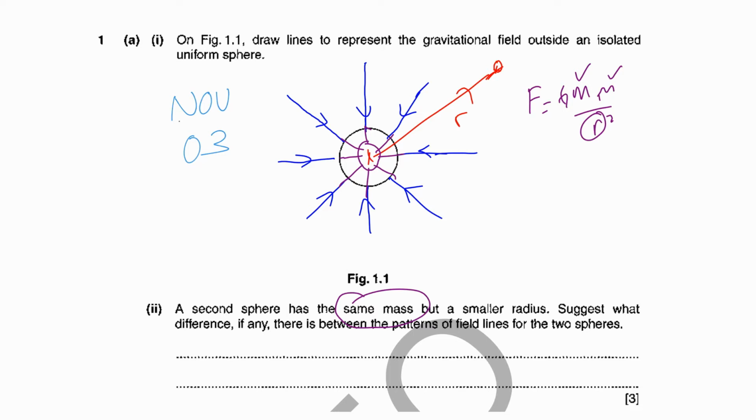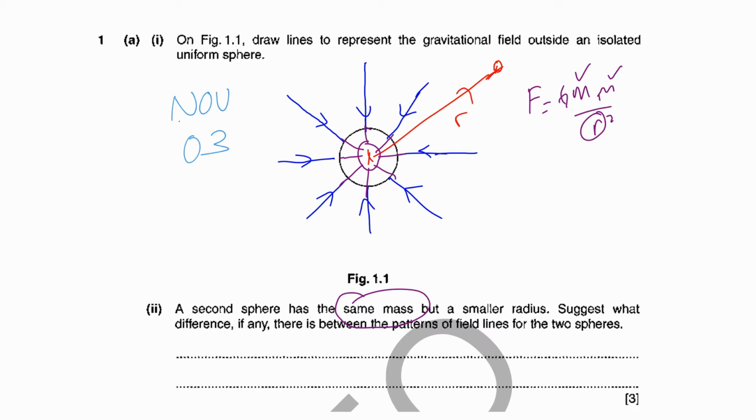Understand? Now the second part says a second sphere has the same mass but a smaller radius. Suggest what difference, if there is, between the patterns of the field lines between the two spheres. Now what it is essentially saying is, let's say I got a smaller sphere. Can you see I drew a smaller sphere? But it's the same mass. It's just the size is smaller, but it's the same mass. Will the field line patterns be any different?